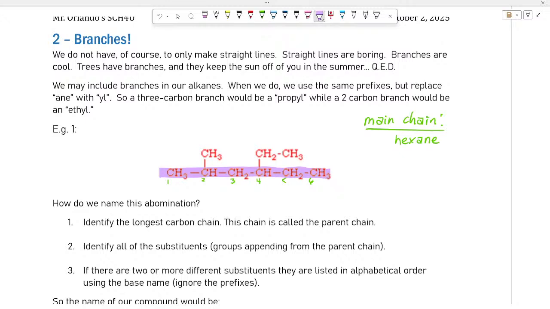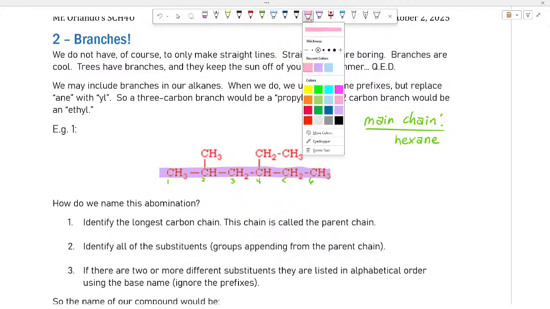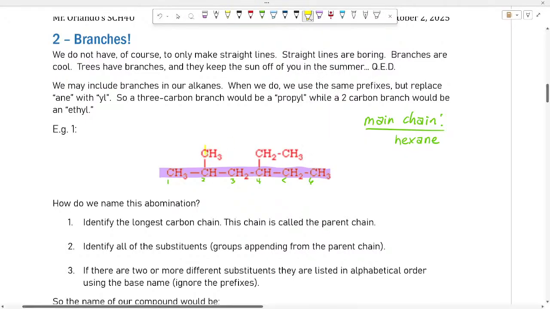Well, it's almost like it's got this. This is like a hexane with this thing tacked onto it. Well, what is that thing? That's a methane, right? So this is the hexane, where on the second carbon of the hexane, they shoved on a methane. Okay. And then, what else did they shove on there?